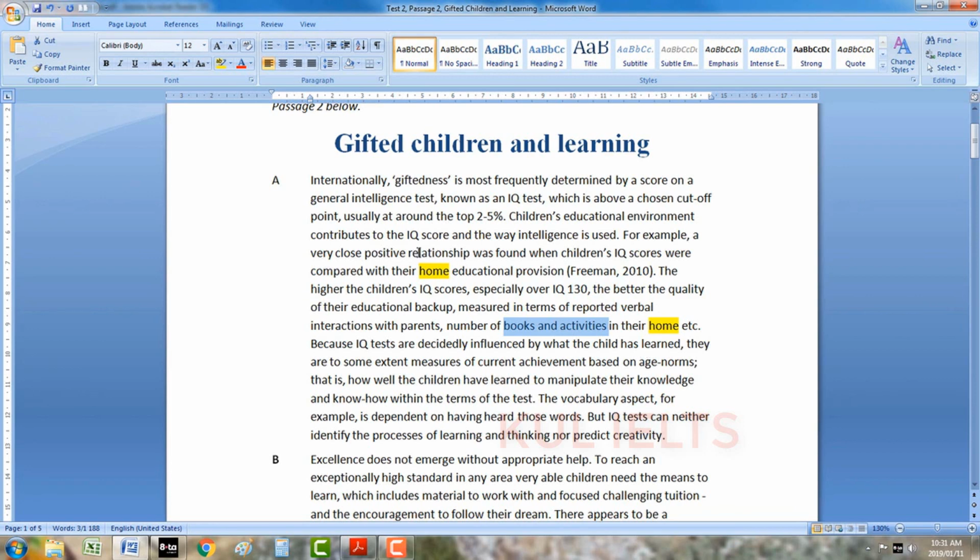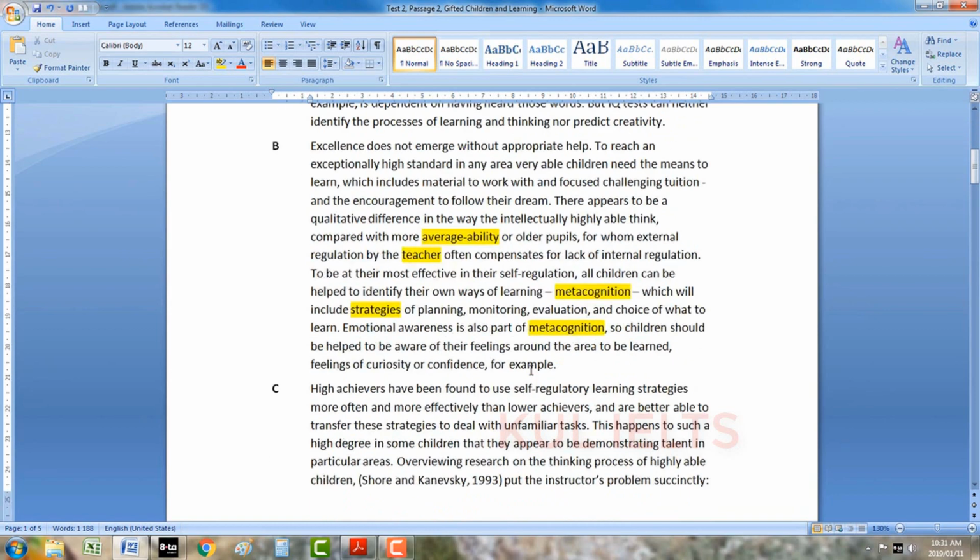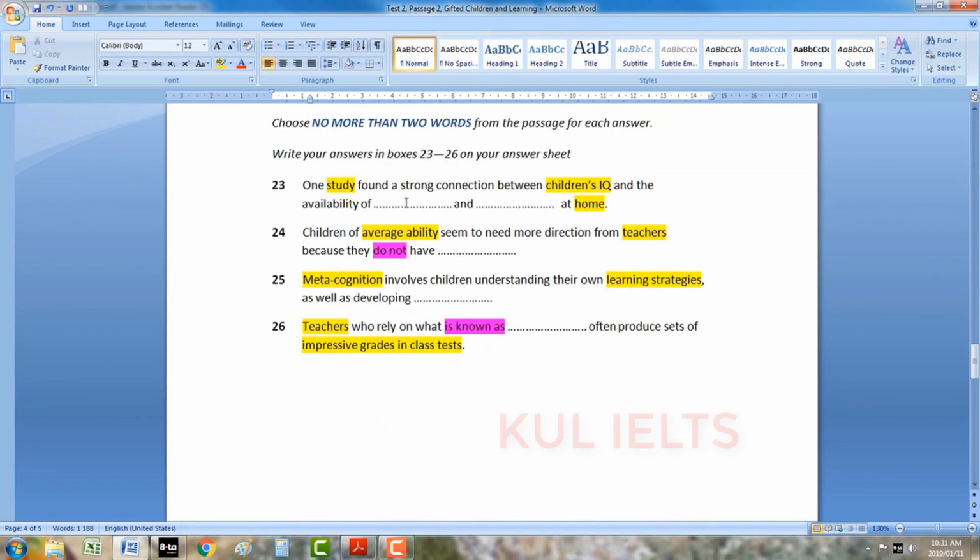But I think a lot of students would have been stopped there. That's the problem with this. But it's definitely books and activities, because home is right there. It's one of those ones that when you see it, you know that you have it. Right. Children seem to need more direction from teachers because they do not have. And we want that negative.